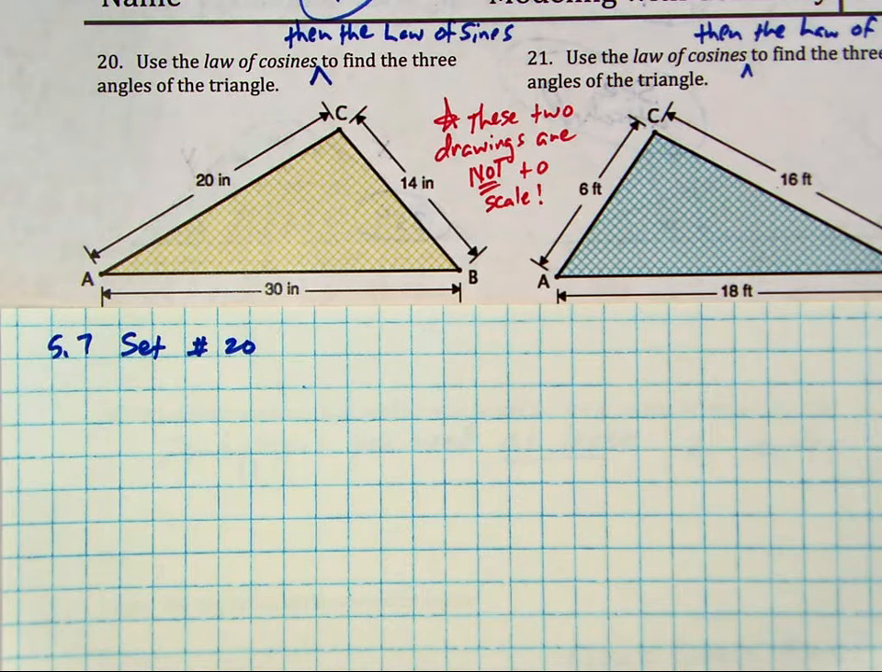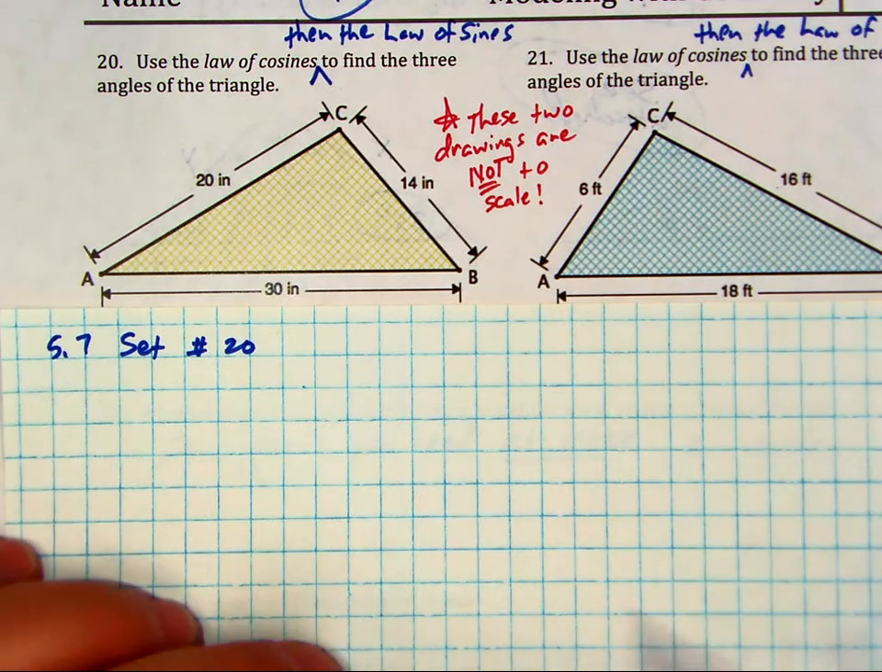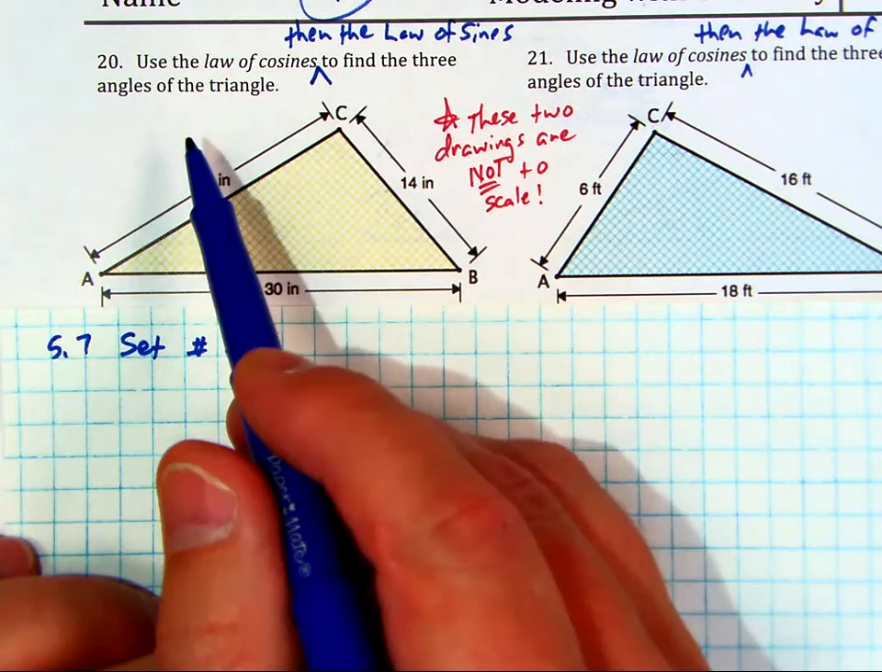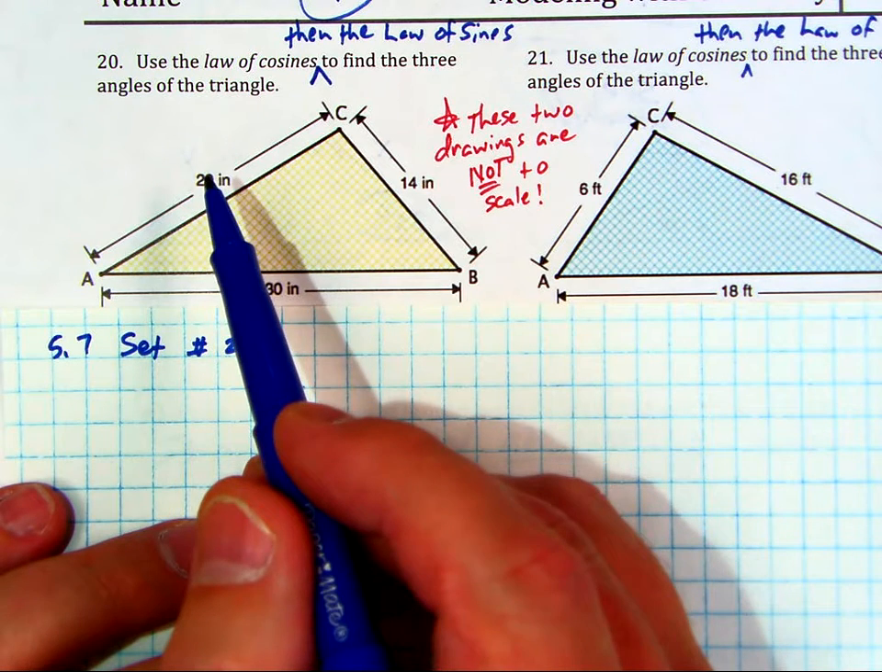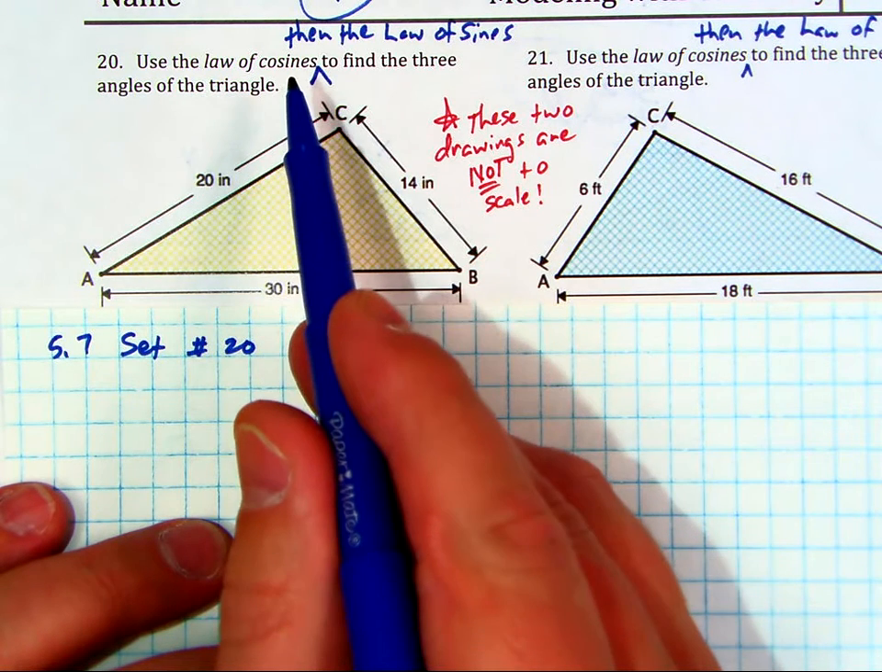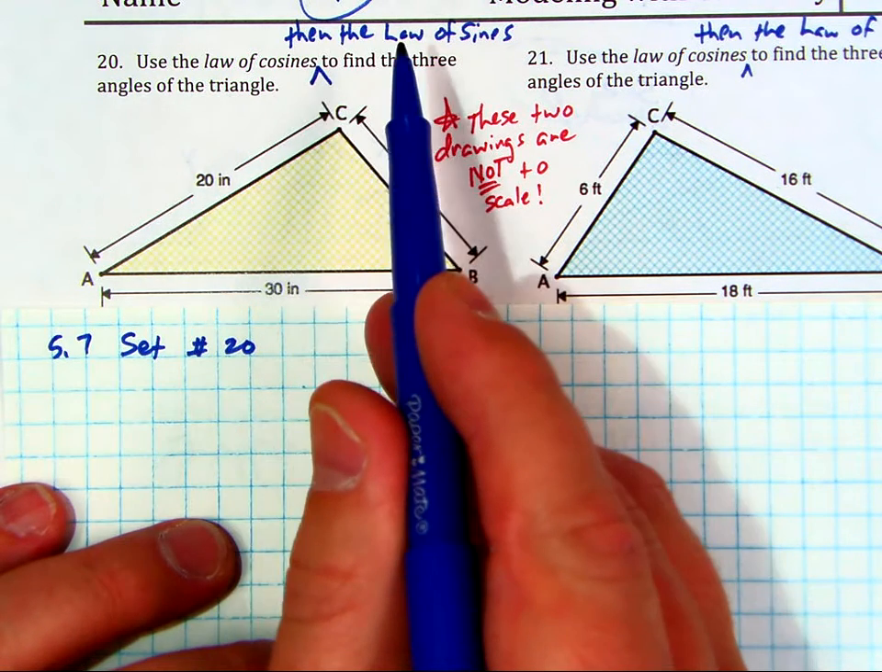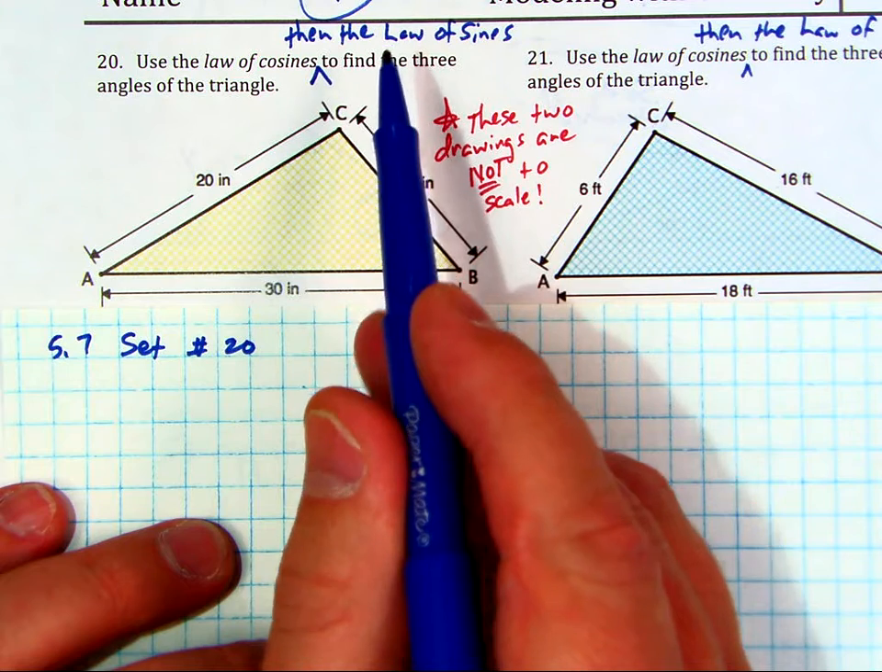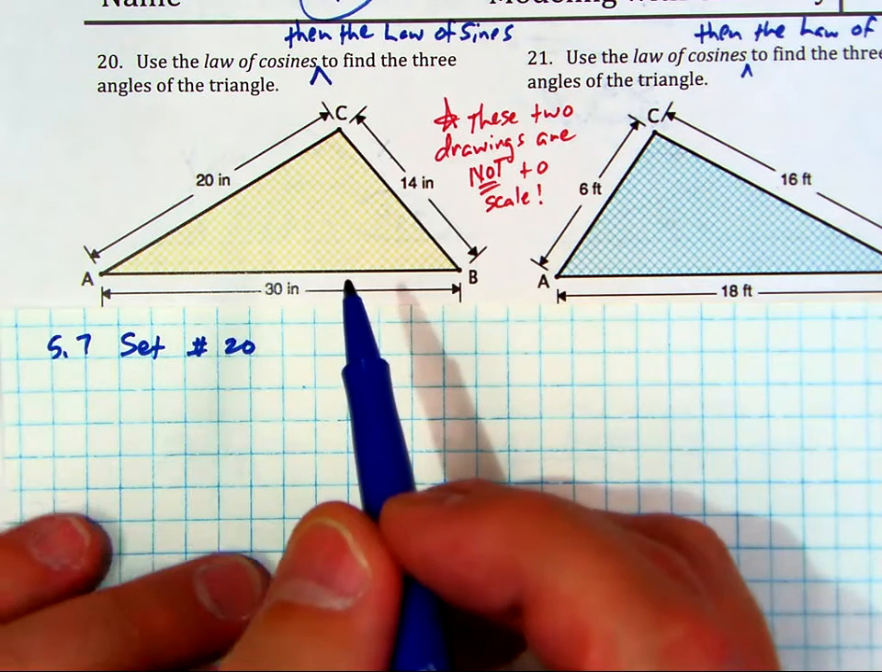All right, camera's rolling. Okay, this one, the instructions say use the law of cosines to find the three angle measures, and I'm here to tell you that's painful. So we're going to do the law of cosines once, and then the law of sines once, and then triangle sum theorem to finish up all three angles.